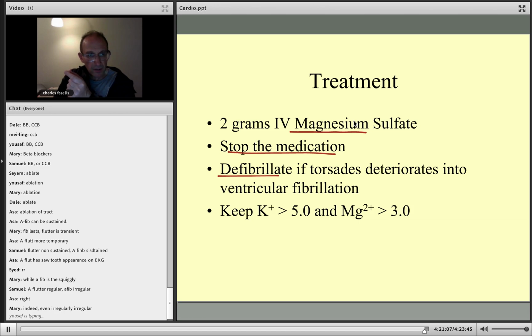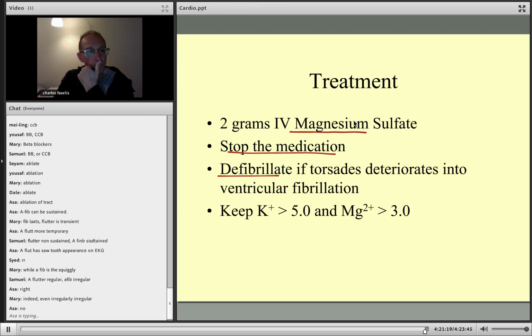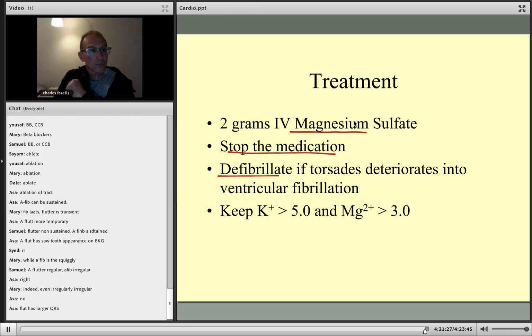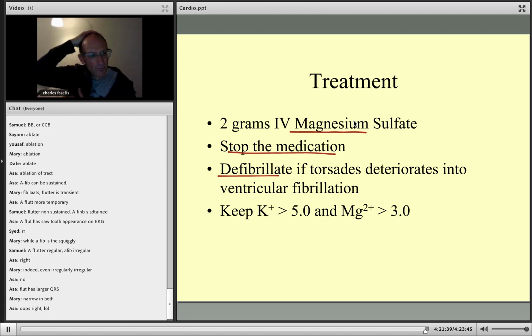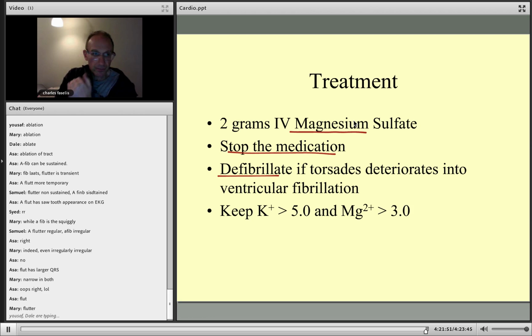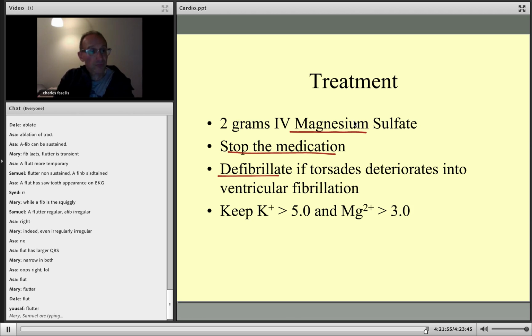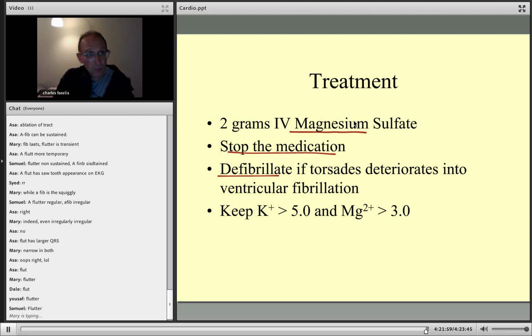How about the QRS complex? Is it the same in flutter and fib? It's a trick question. They have the same QRS. Listen, they're above the ventricle, so it looks the same. Okay? Narrow in both. Okay? That's okay. All right, which one of the two is easier to cardiovert? Meaning I need the lowest amount of joules. Flutter. Flutter is a very easy rhythm to cardiovert. Doesn't mean it stays that way, but it's easy to get them out of that. Okay? Everybody okay with that?